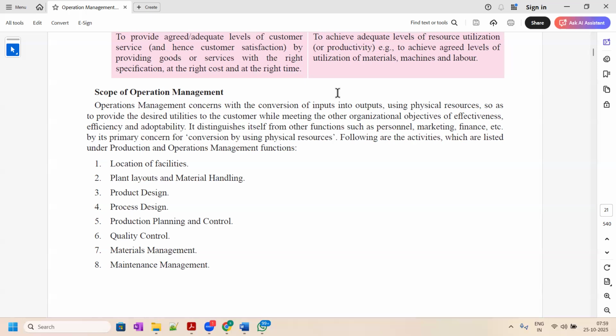So, sir, first we learned the meaning and definition of operational management. And then we came to the objectives of operation management, two main objectives: customer satisfaction and resource utilization. Correct. Both are somehow interconnected. We have to balance both of them equally.